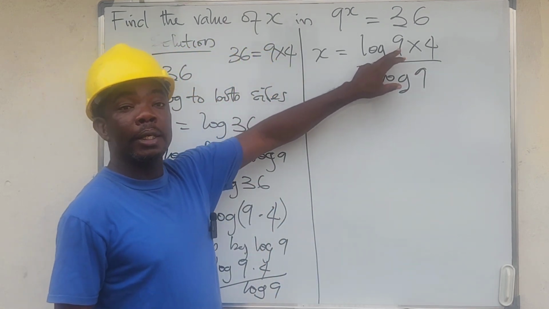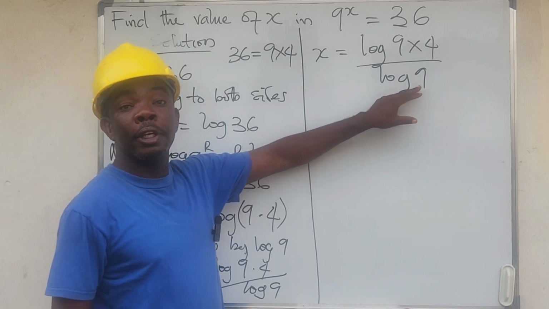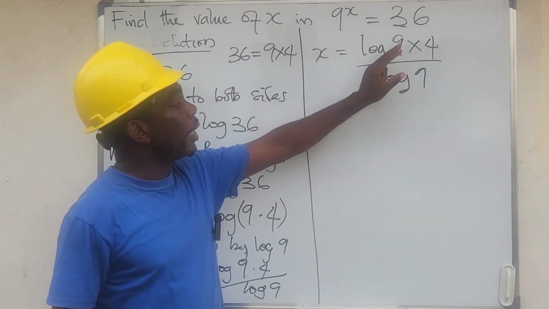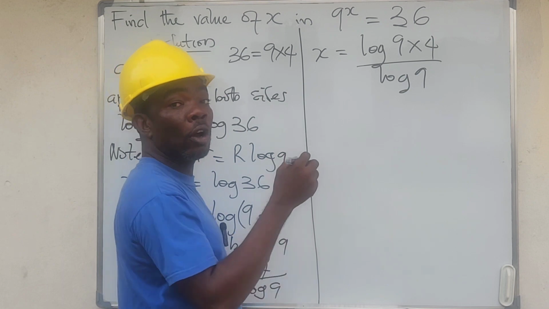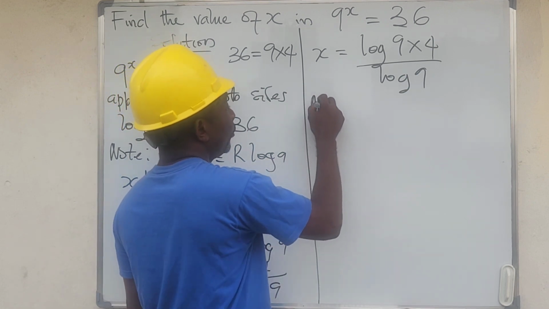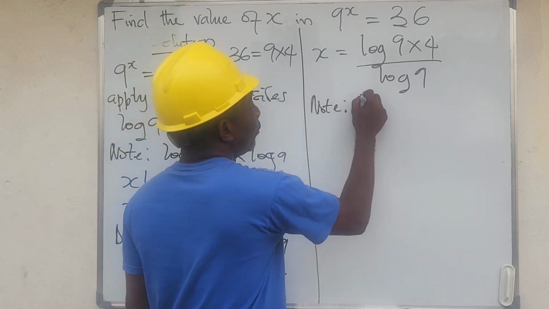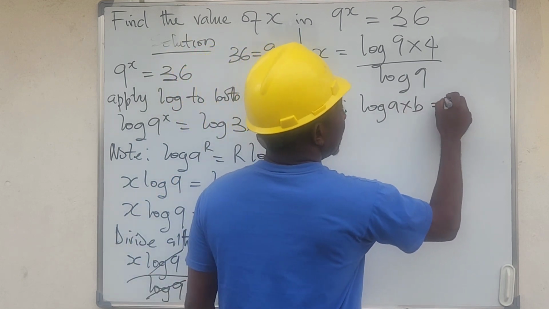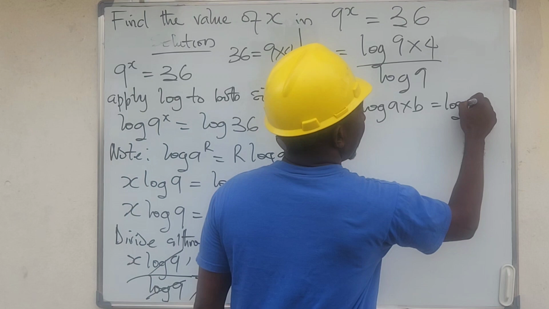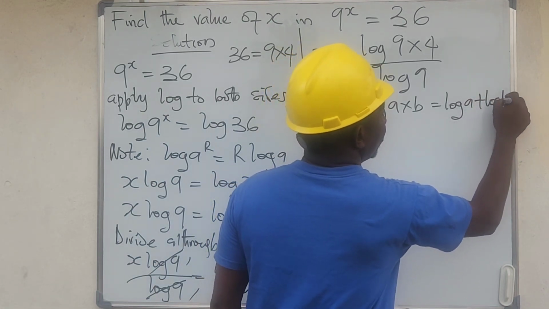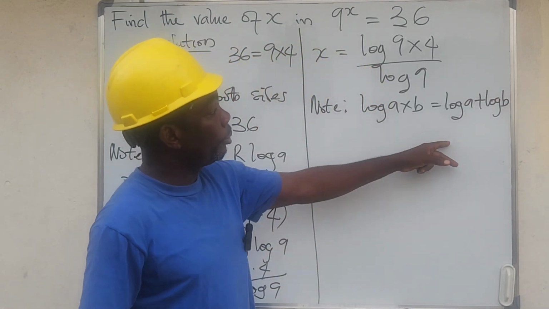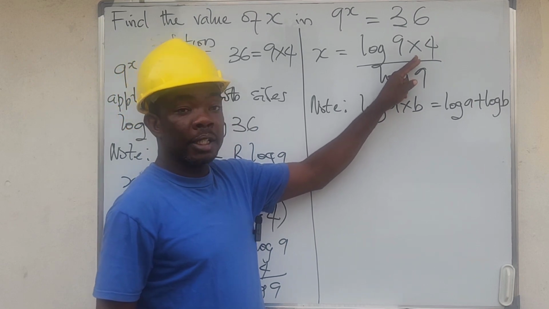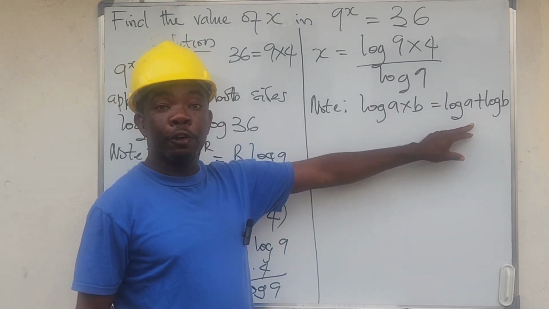Here we have 9 times 4, and we have 9 here. From the law of logarithm, when we have log of a times b, it is the same thing as log a plus log b. So we are going to express this in this form.